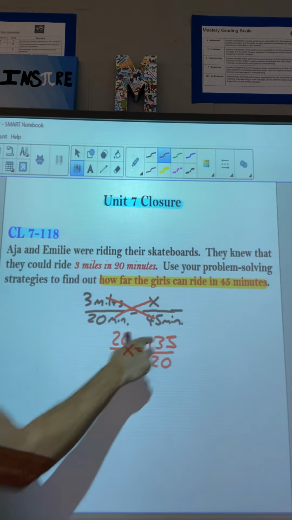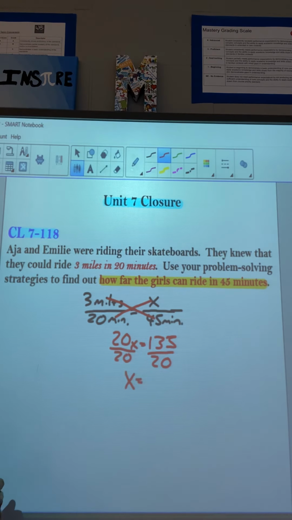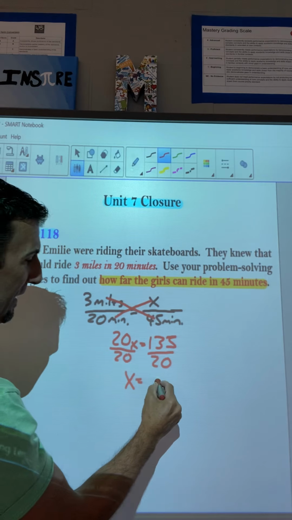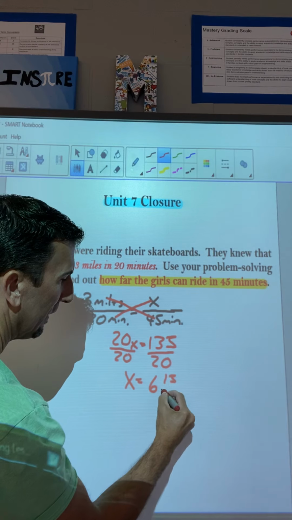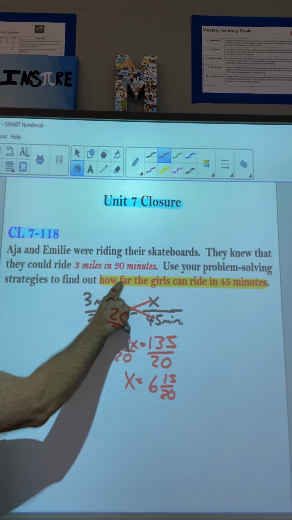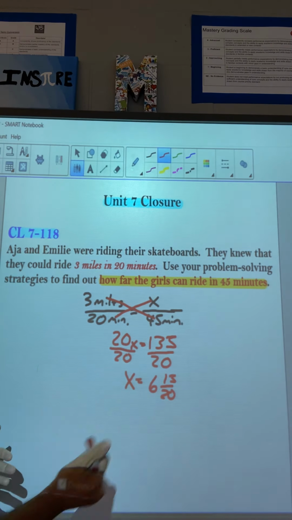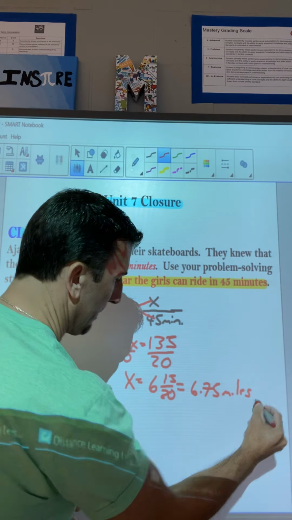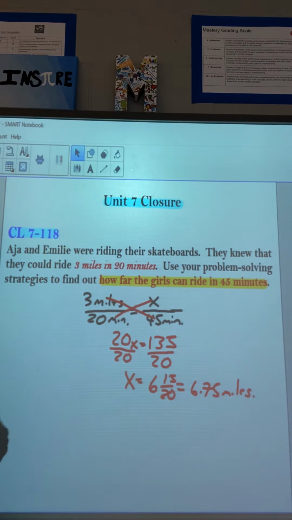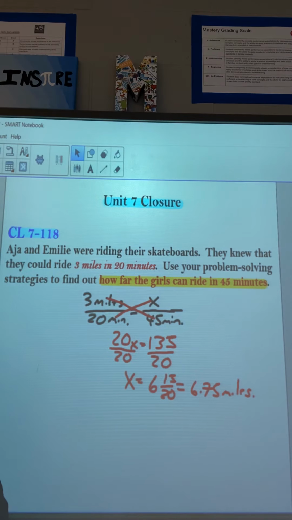So 20x over 20 gives me x. And 20 goes into 135 six times, because 20 times 6 is 100 (well, 120), with 15 left over. So what we're looking for, how far? 6 and 15/20ths doesn't make sense, so let's change that to a decimal in this case and do 6.75 miles. Again, all we did is cross multiply and divide. 3 miles we can do in 20 minutes. How many miles can we do in 45 minutes? This should be a good review.